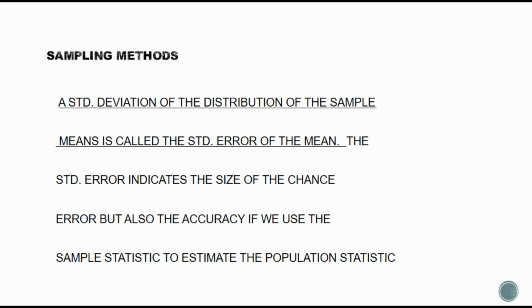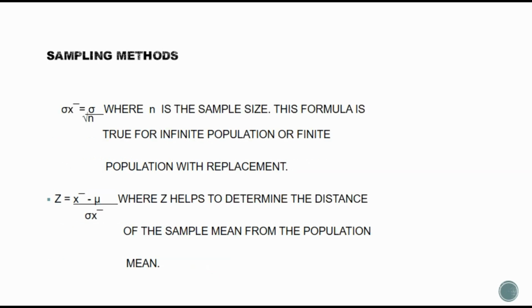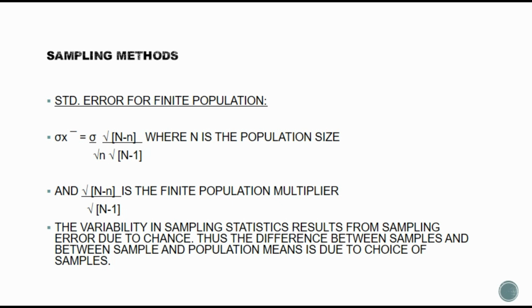A standard deviation of the distribution of sample means is called the standard error of the mean. The standard error indicates the size of the chance error but also the accuracy if we use the sample statistic to estimate the population statistic. So these are terminologies. These are important formulas. You can write them down. Okay.